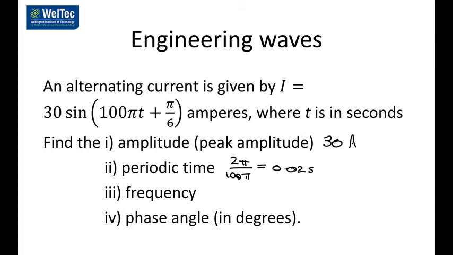Or 0.02 seconds or 20 milliseconds, and the frequency would be 1 over that, which would be 50 Hertz. The phase angle is pi by 6, but you're asked to give it in degrees, whereas pi by 6 is clearly in radians. So pi by 6 in degrees would be 30 degrees.